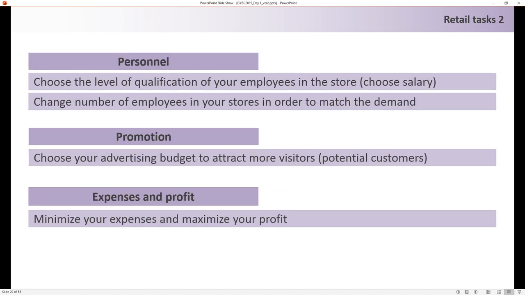Naturally, personnel has to work in tandem with the whole set, which means try to be careful with the qualification, as well as try to have extra personnel. Extra helping hands will never hurt anyone, trust me. And promotion, advertise, but don't overdo it. Expenses and profit. Remember that this is business. You have to make profit to cover your expenses. Simple.